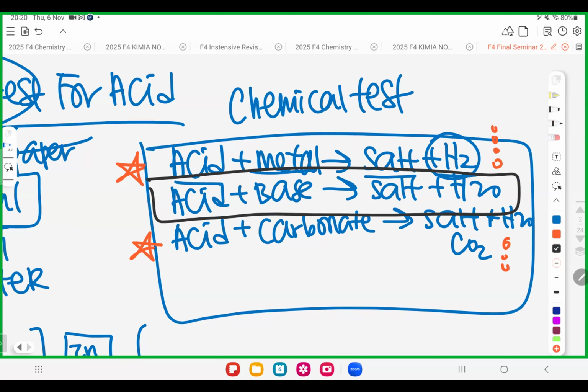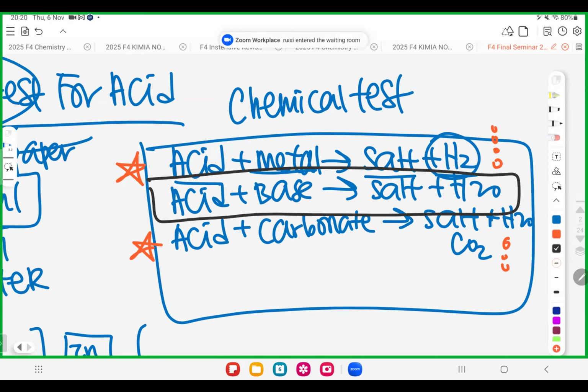Acid reacts with base, producing salt and water. So the salt and water, you cannot see any changes. You cannot see bubbles, you cannot see any color change, you see nothing. So when you cannot see anything, you're not sure whether there is any reaction happening. Understand?